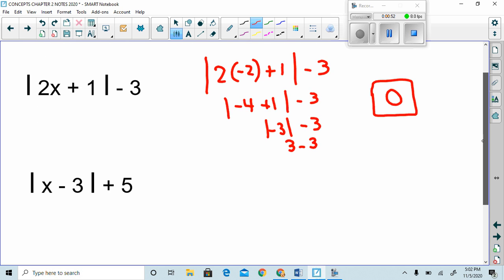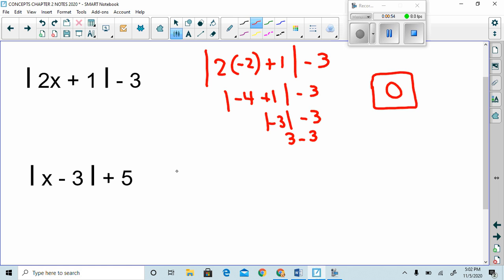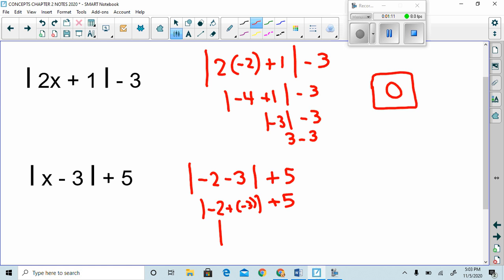Let's use -2 again in this second expression. The absolute value of -2 minus 3, and then we'll add 5. Well, remember that this tells us to add the opposite. That's our rule of subtraction. So we're going to get the absolute value of -5 plus 5. Well, the absolute value of -5 is 5, and we find the sum, and the end result is 10.